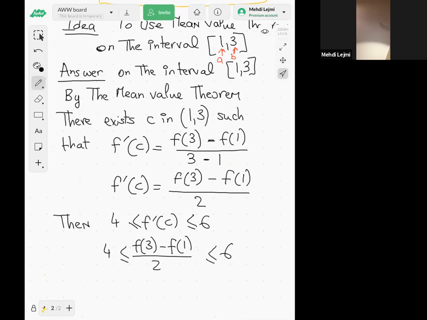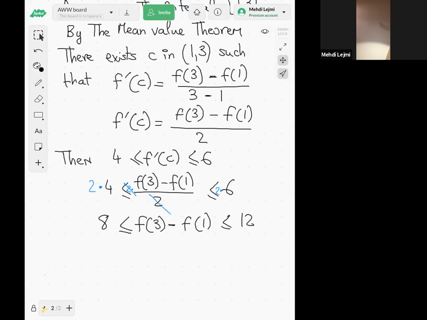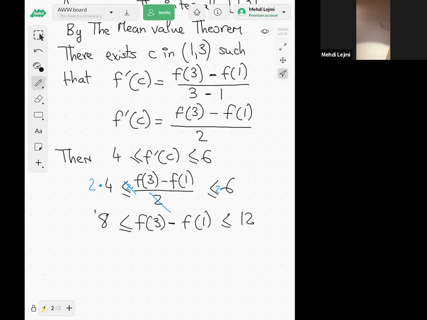So to get rid of the 2, you just multiply by 2, right? By 2 here, by 2, and by 2. So here this 2 cancels out. Then your f of 3 minus f of 1 would be between 8 and 12, right? And that's exactly what we need to prove. We need to show that f of 3 minus f of 1 is between 8 and 12. That's exactly what I get here, so that's a fine answer.